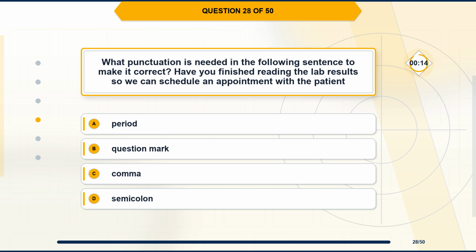Question 28. What punctuation is needed in the following sentence to make it correct? Have you finished reading the lab results so we can schedule an appointment with the patient? Option A, period. Option B, question mark. Option C, comma. Option D, semicolon.